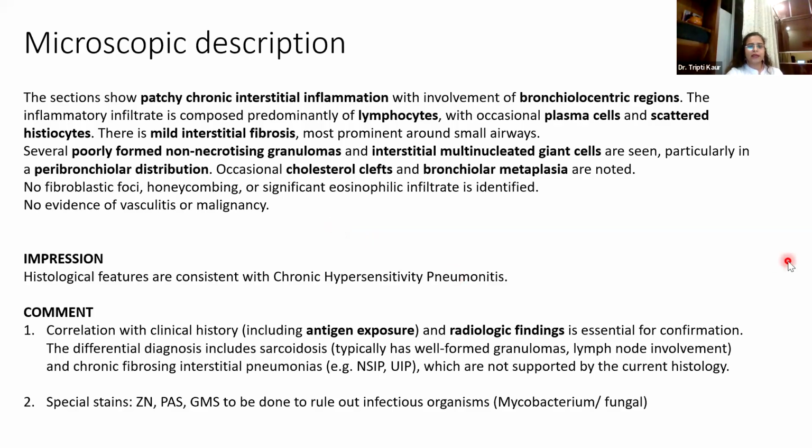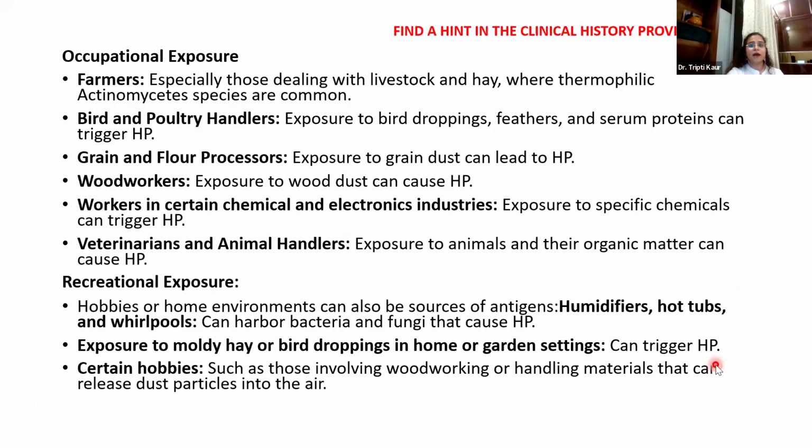Okay, you will label it as chronic hypersensitivity pneumonitis, and you will give a comment that antigen exposure and radiological correlation is required. And because you have giant cells, don't forget to mention special stains, ZN, PAS, GMS.